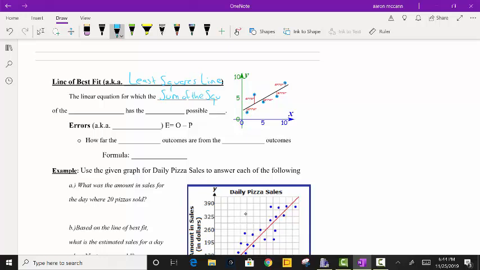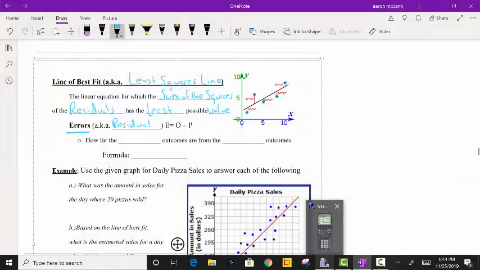of the squares of the residuals has the least possible value. And when we say residuals, what we're just talking about is errors. Okay, so if we look here at our chart, and let's say we look at, for example, 5.